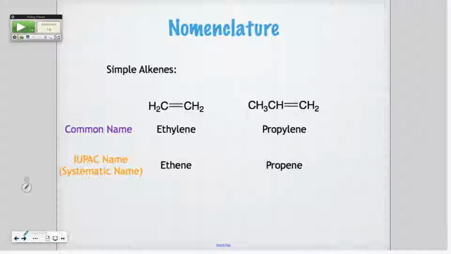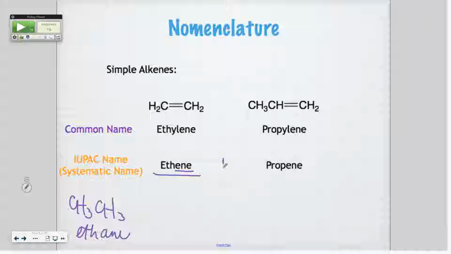Okay, the simplest alkene is ethylene, the ripening agent. Ethylene is its common name. Its IUPAC name is ethene. So if you had this, that's called ethene. What we're going to do is change it from ANE to ENE because it is an alkene. You only have to have one double bond. You can have more, but you only need one to be an alkene.